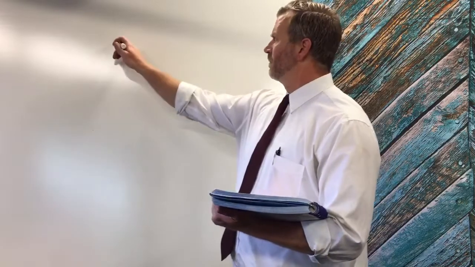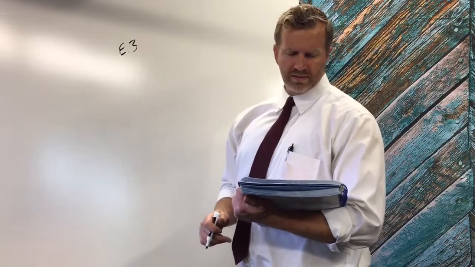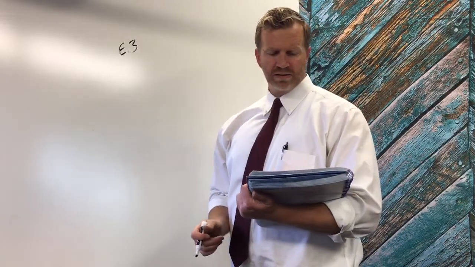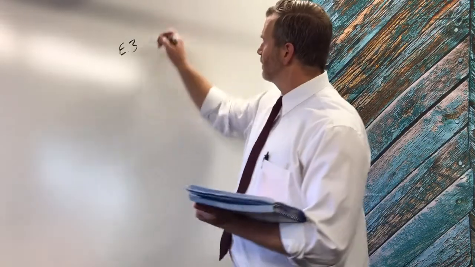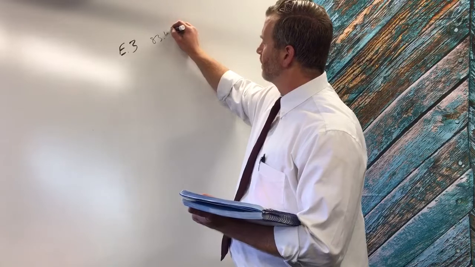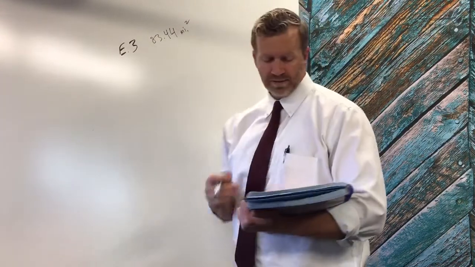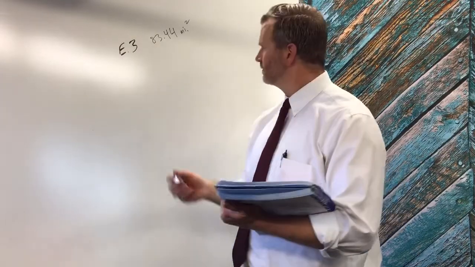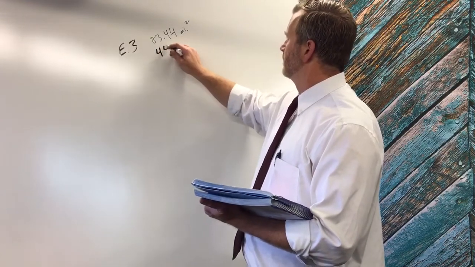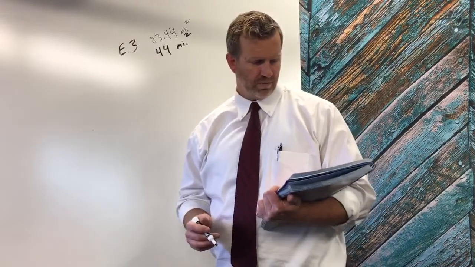All right, so here we go. Example number 3. It says, in 2004, the land area of Laredo, Texas was 83.44 square miles. So we got 83.44 miles squared. Awesome. Now it says, in 1993, the land area was 44 square miles. So 44 miles squared.